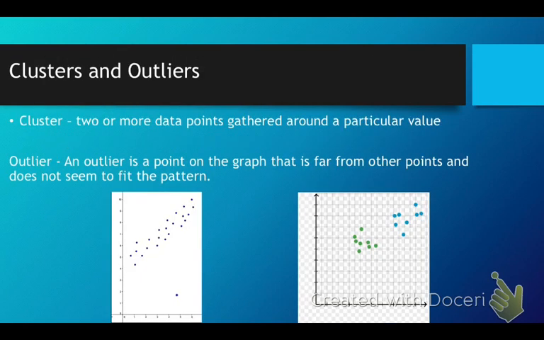Next we have clusters and outliers. So, clusters are two or more data points gathered around a particular value. So that would be this second graph here. This is a cluster, this is a cluster. They're points fairly close together gathered around the same value. Then we have an outlier. It is a point on the graph that is far from the other points and does not seem to fit the pattern. So an outlier is normally fairly obvious. There's a pattern in the graph, and then the outlier is the one all the way out of the path of the graph. So on the second one, there's the outlier.